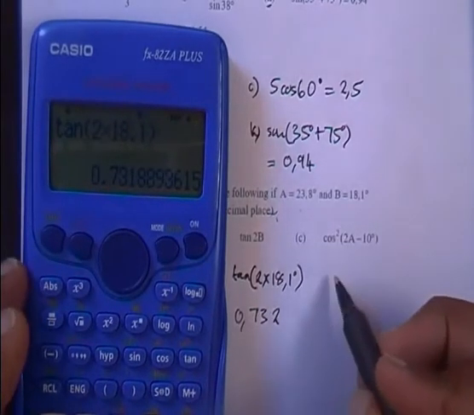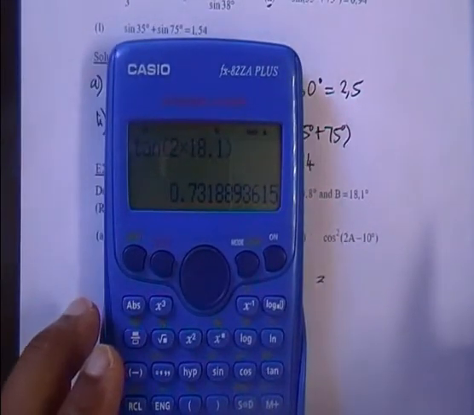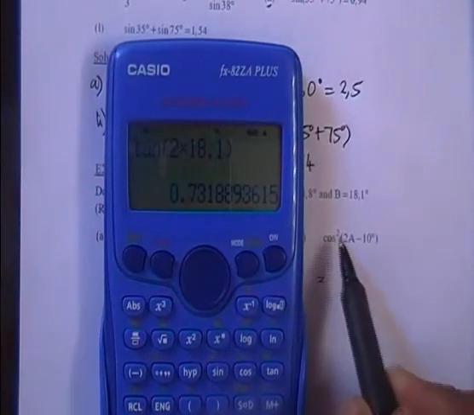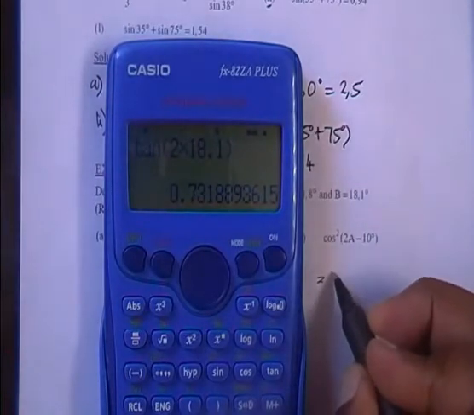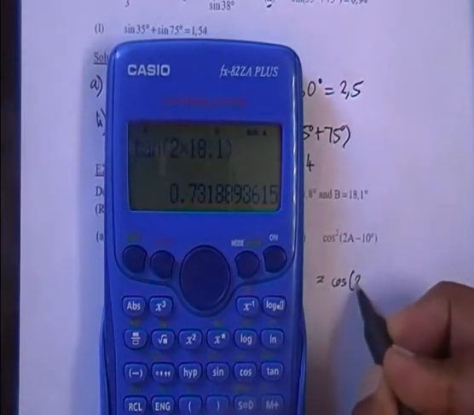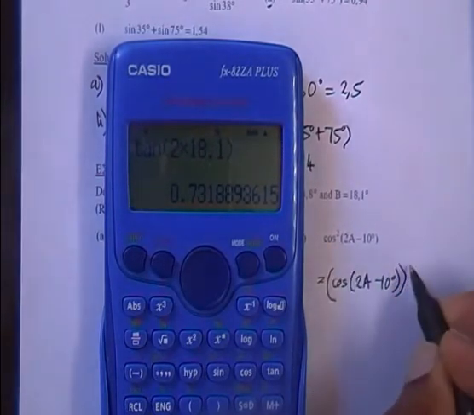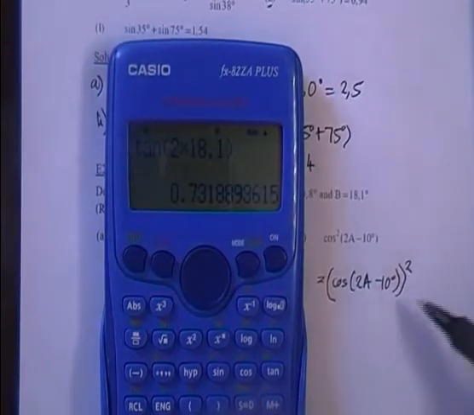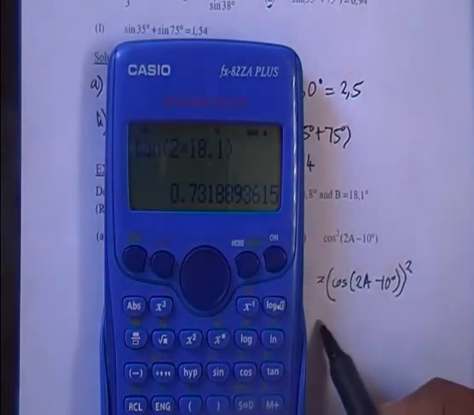Now, very important notation that you need to know for your trigonometric ratios. When we say cos squared or sine squared or tan squared, basically what that means is that this is cos of 2A minus 10 degrees, and then when you find that, you square that whole thing. So that is the standard notation of writing squares or cubes or whatever when you're dealing with trigonometric ratios. Okay, so cos squared of that means cos of that, and then you square it. That's the notation that should be used.